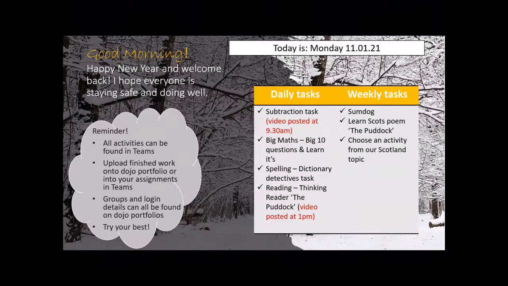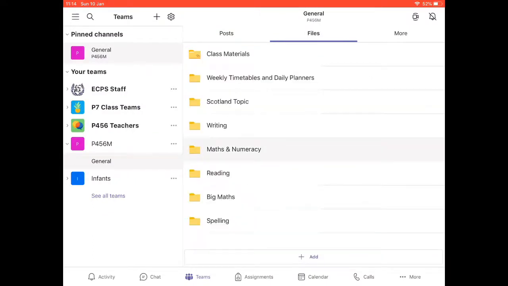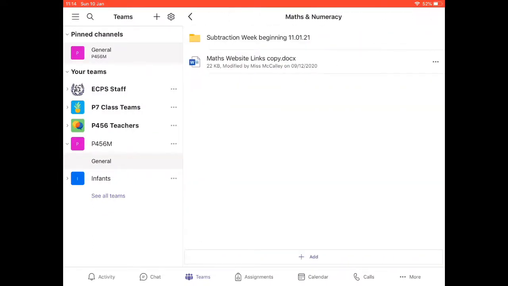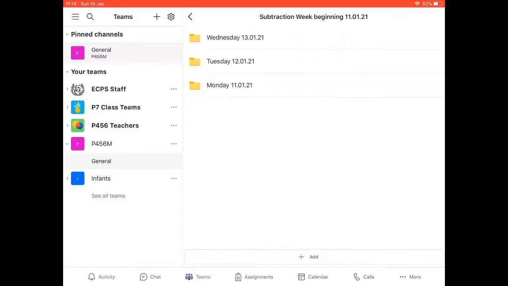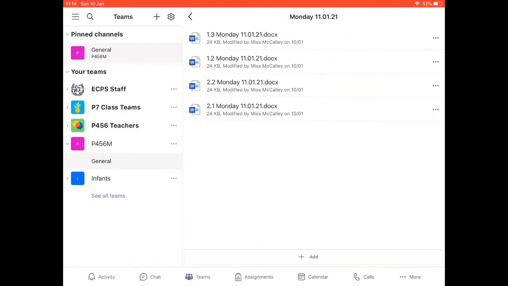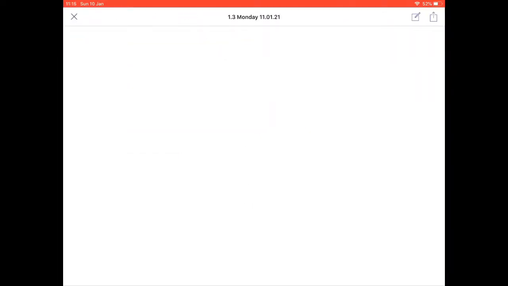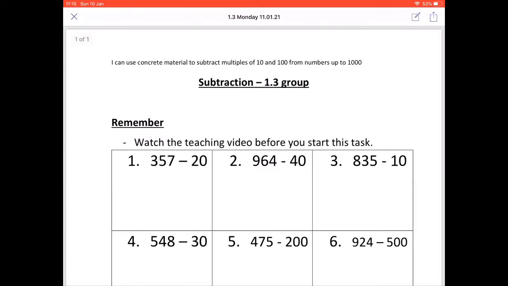be posted at 9:30. So to find our subtraction work, we have to go to Files. We go to Maths and Numeracy, and then it's labelled Subtraction, week beginning the 11th, and then it's labelled by day. So today is Monday, so we obviously click Monday. Now, as I said at the start of this video, this is for the 1.3s, so make sure that you click on the task that says 1.3 Monday. And then your task will appear like so.